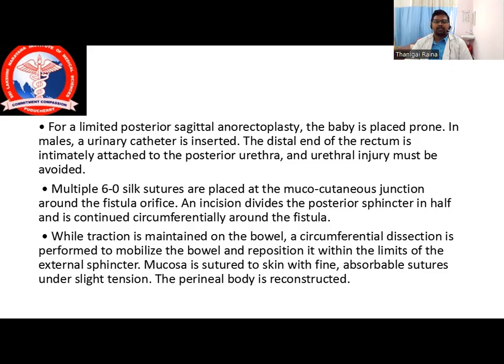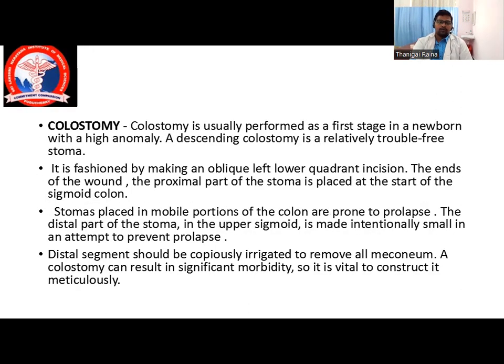While traction is maintained on the bowel, the circumferential dissection is performed to mobilize the bowel and reposition it within the limits of the external sphincter. Mucosa is sutured to the skin with fine absorbable sutures under slight tension, and the perineal body is reconstructed. So, this is how we will do a posterior sagittal anorectoplasty.